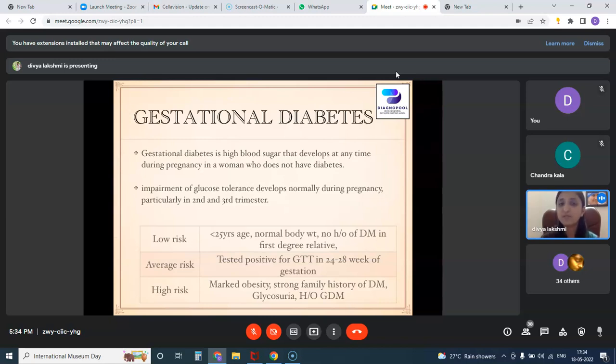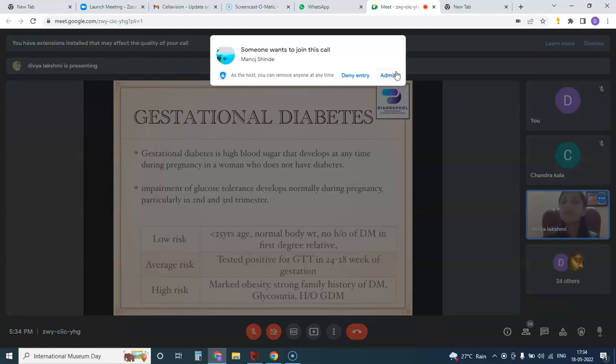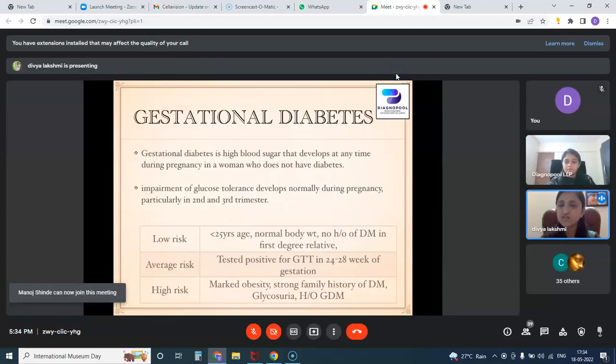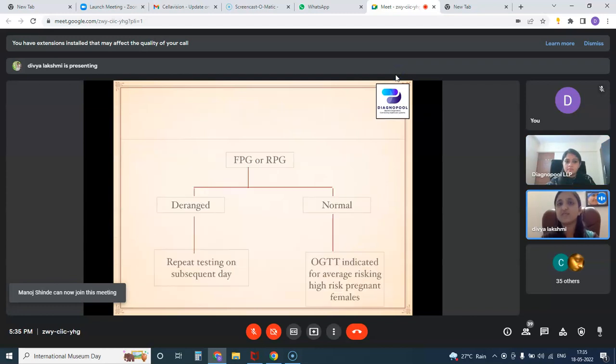So who are at risk? Who should be screened for gestational diabetes? The ladies who are less than 25 years of age with normal body weight and no history of diabetes are at very low risk of getting gestational diabetes. The high-risk individuals are markedly obese ladies with a strong family history of diabetes mellitus, glucose in the urine, and the previous history of gestational diabetes. They should be screened with OGTT at 24 to 28 weeks.